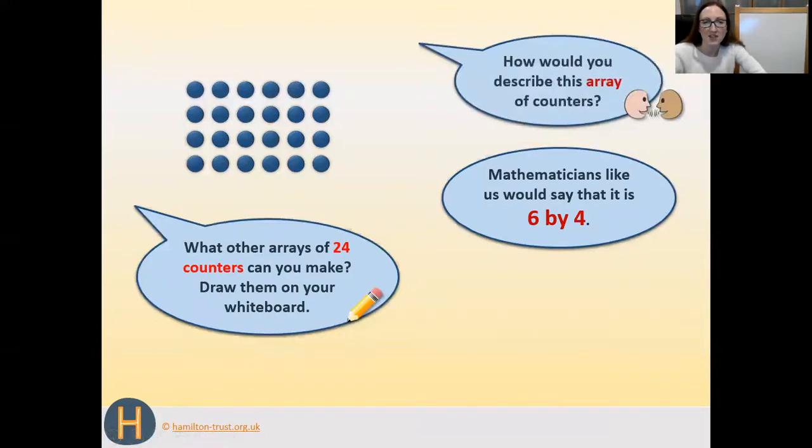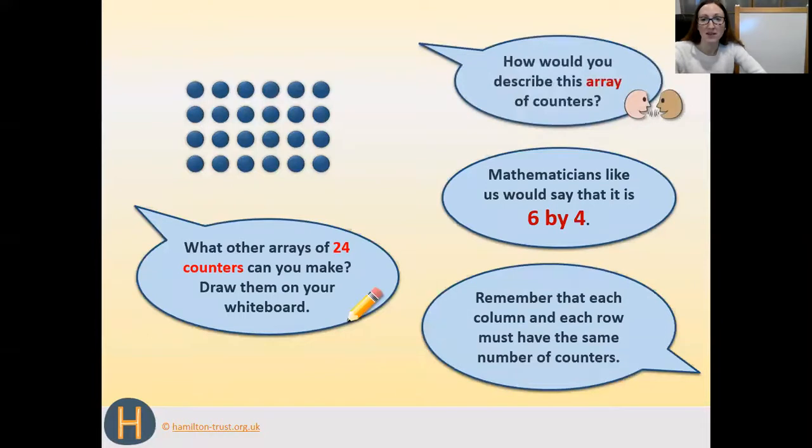Now, what other arrays of 24 counters can you make? Can you pause your video now and see if you can draw them on your whiteboard? All you have to do for this one is think about other ways that you could draw out 24 counters in an array. Okay, pause the video and have a go. Brilliant, welcome back. Let's take a look, shall we, and see how many other ways we could represent 24 with an array.